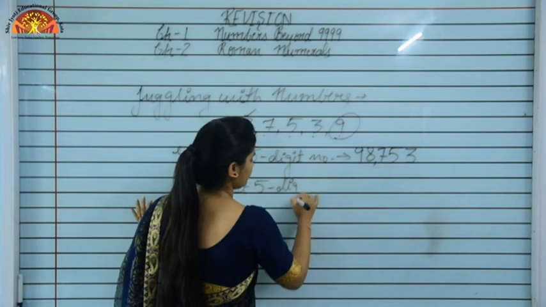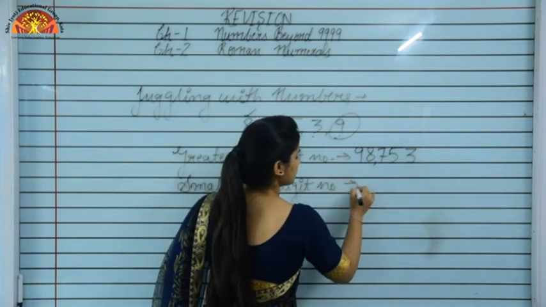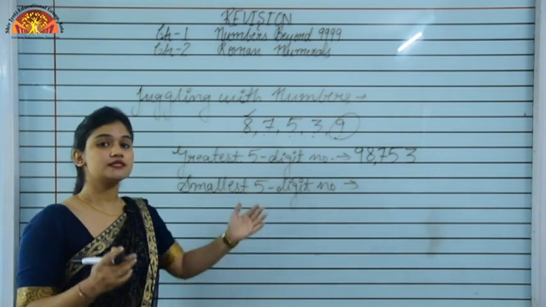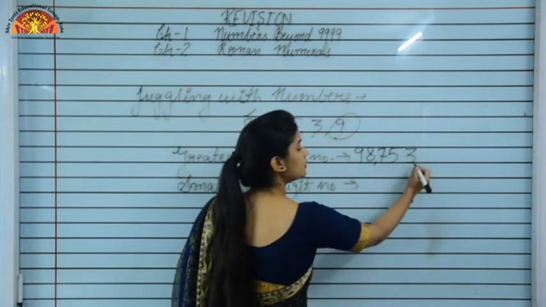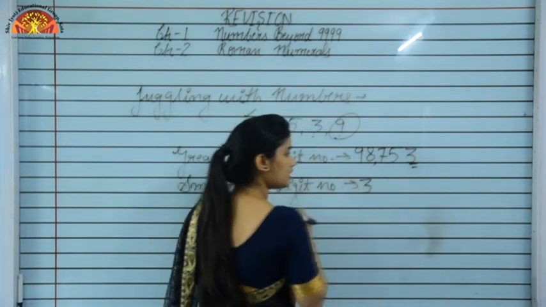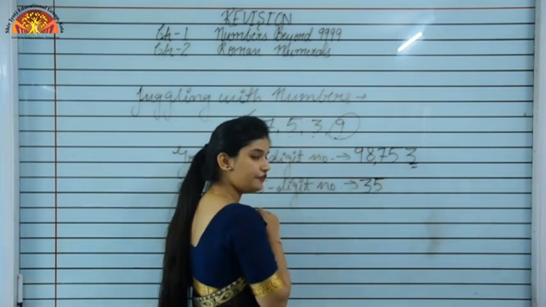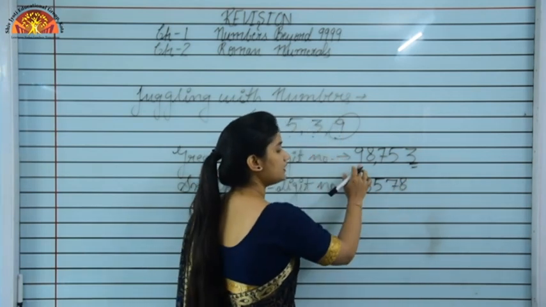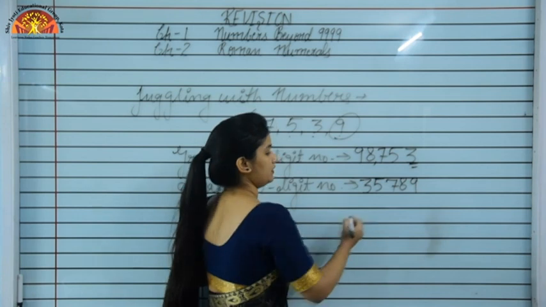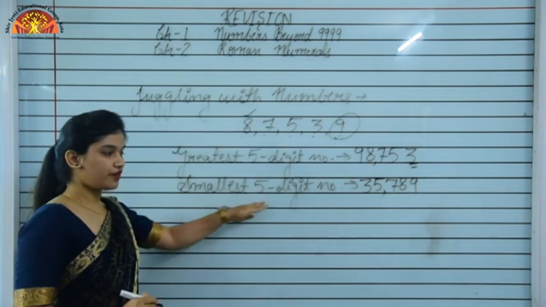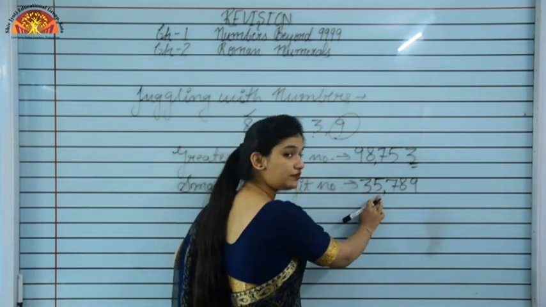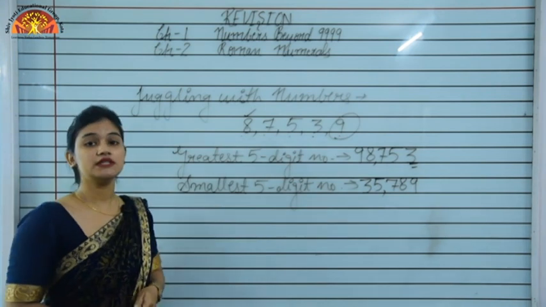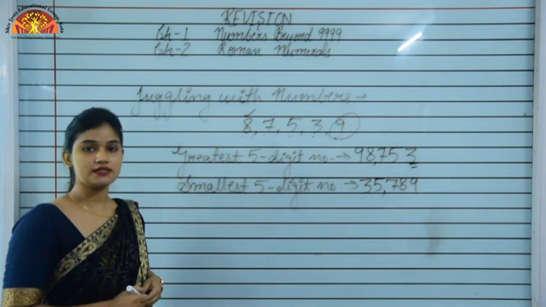Now smallest 5 digit number by using these digits. To form the smallest 5 digit number, first we'll write the smallest digit. And what is the smallest digit here? 3 is the smallest digit. So 3 will come first, then after 3, 5 will come, then 7, then 8, and in the end the greatest digit will come, that is 9. So the smallest 5-digit number is 35,789. So in this way, by using the digits, you can form greatest number and smallest number.